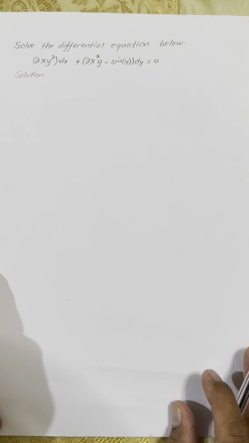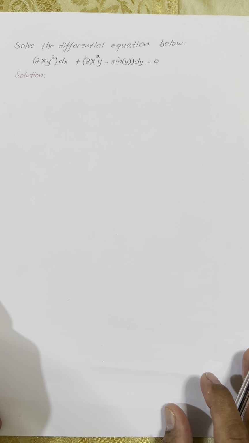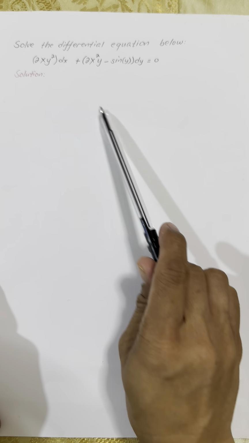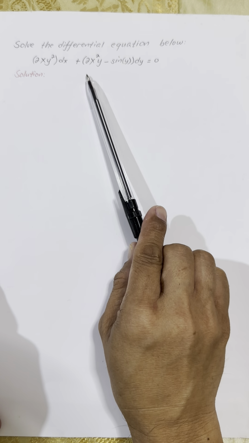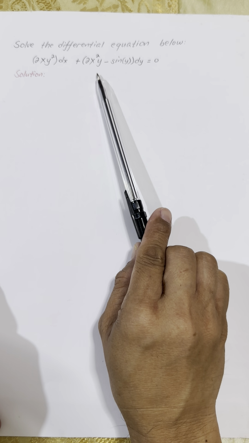Okay, today we are going to continue solving differential equations. So we have here another problem. Solve the differential equation below. We're given the quantity 2xy squared times dx plus the quantity 2x squared y minus sine y dy equal to 0.